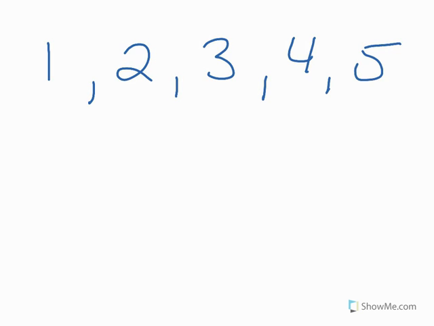Okay, today we are going to talk about classifying numbers. So you have natural numbers. Natural numbers are your counting numbers, like 1, 2, 3, 4, 5, and so on and so forth. They are all positive and they do not include 0. And those are your natural numbers.